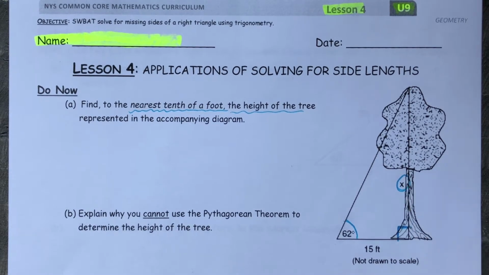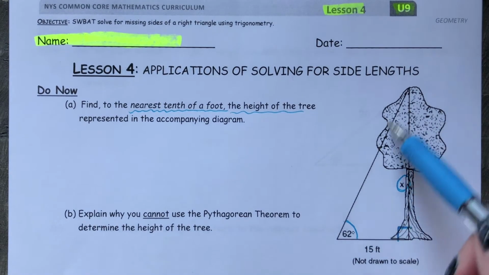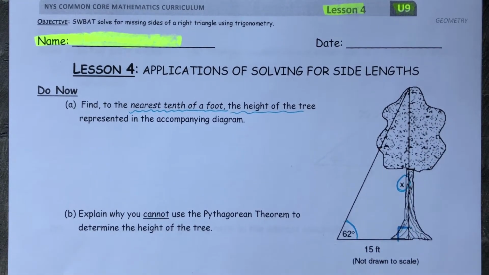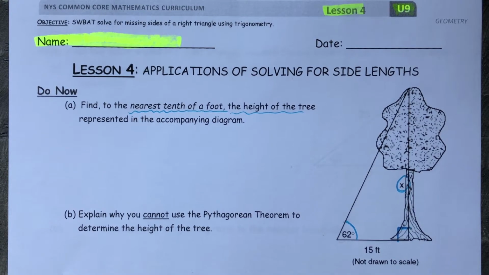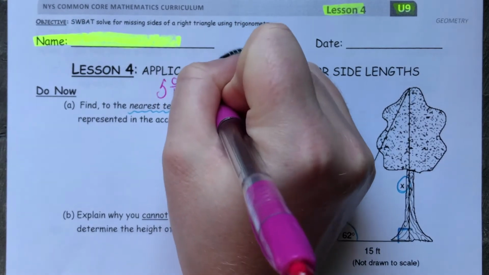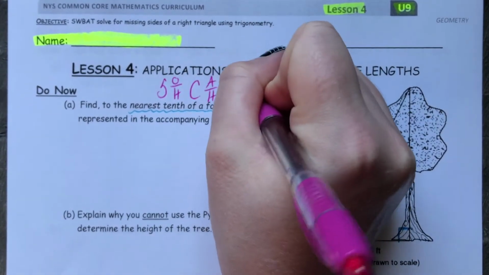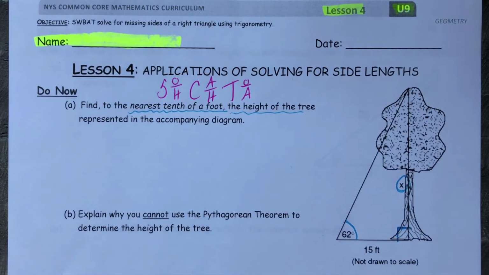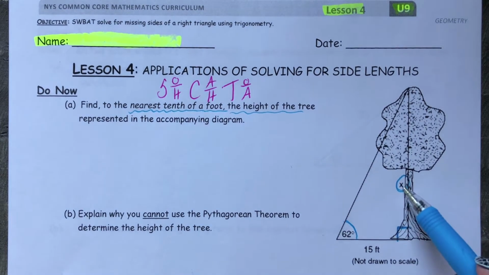Because anytime I don't know the missing side of a right triangle, we'll use Pythagorean theorem. But that means I'd have to know at least the leg and the hypotenuse, and I don't. So since I can't use Pythagorean theorem, like I said, I'm going to use trigonometry. So at the top of my paper, I'm just going to write SOHCAHTOA.